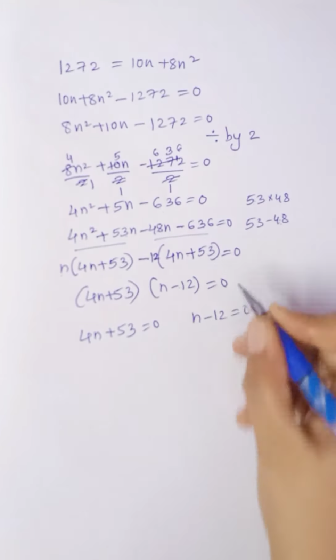Then next this I am going to solve. This 12 I am going to shift it here. It is negative. When you shift here, it will become positive. So n is equals to 12.